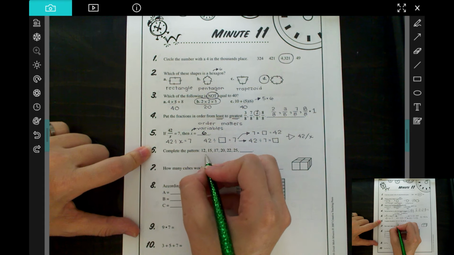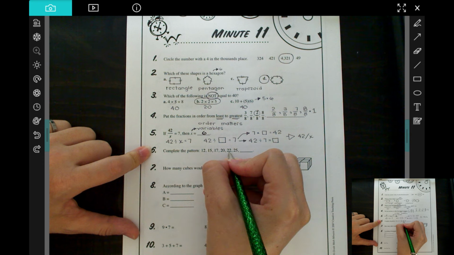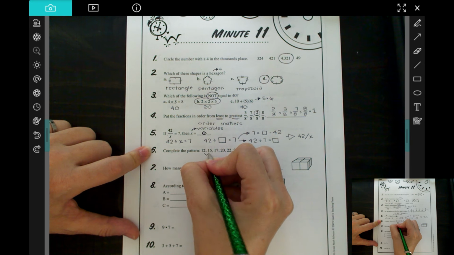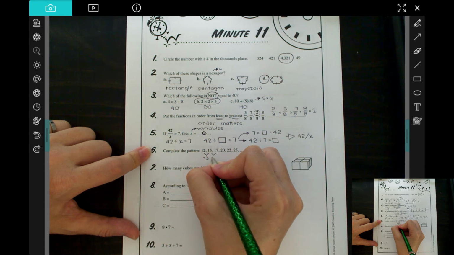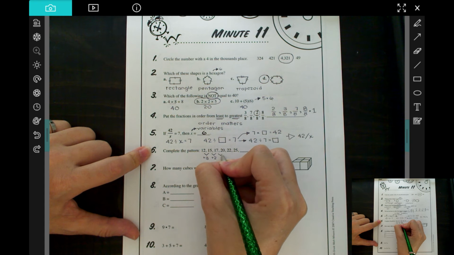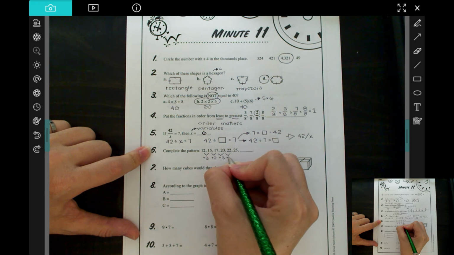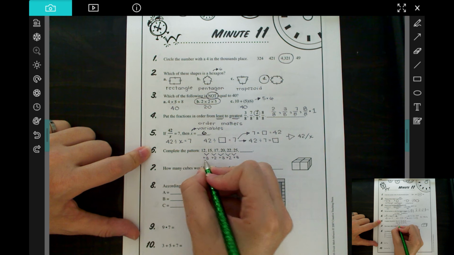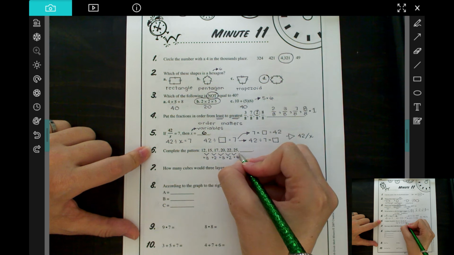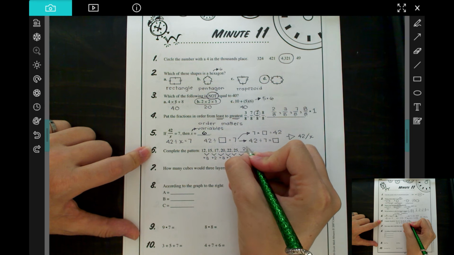Number 6, complete the pattern. I have 12, 15, 17, 20, 22, and 25. Between 12 and 15, I'm adding 3. Between 15 and 17, I'm adding 2. Between 17 and 20, I'm adding 3. Between 20 and 22, I'm adding 2. Between 22 and 25, I'm adding 3. So I'm going 3, 2, 3, 2, 3, 2. So 25 plus 2 is 27.